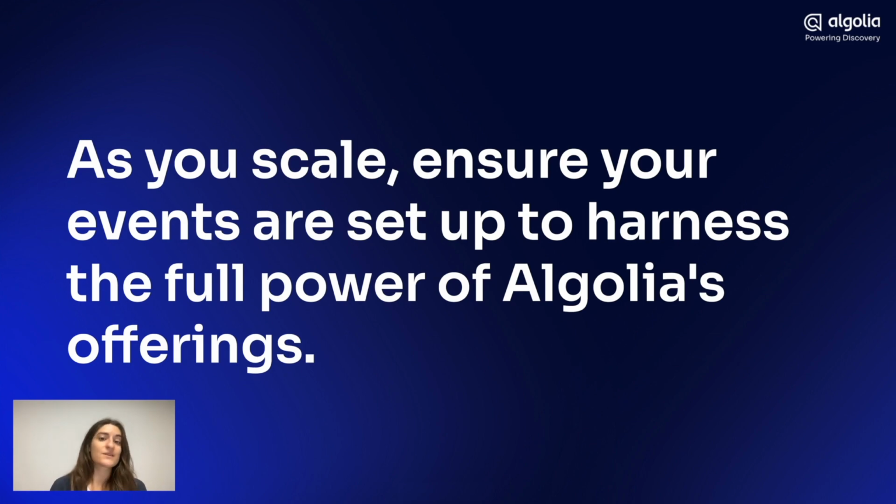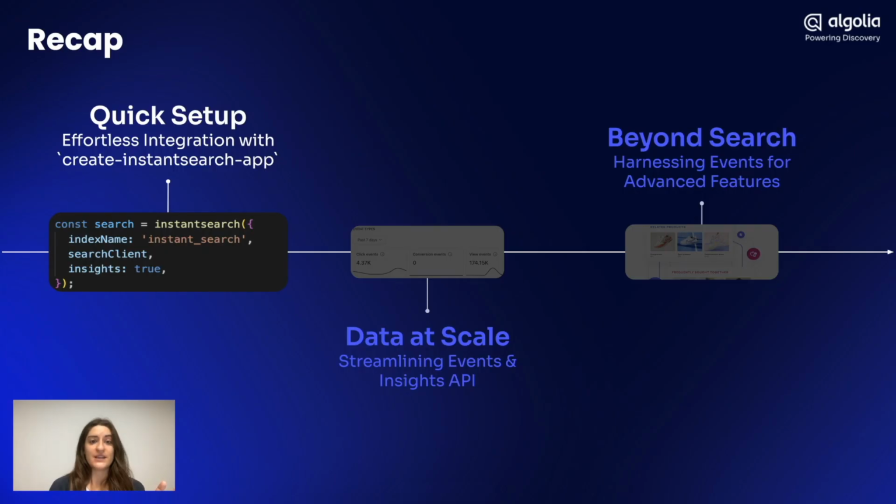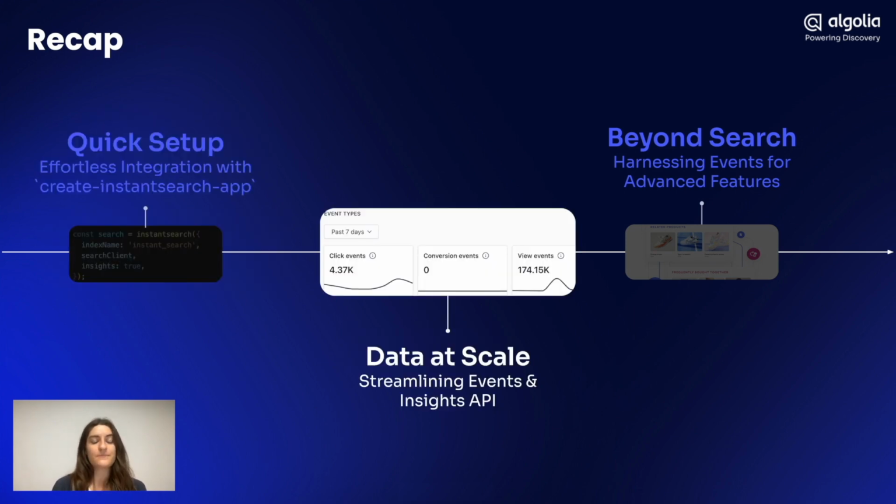To finish us off, let's quickly revisit the key takeaways from our journey today. We began with the power of instant search and autocomplete. Together, they transform the search experience, ensuring users are not just searching, but discovering. And the best part? Using Create Instant Search App, you can get a live app working in just under 5 minutes, making it accessible and efficient. Next, we delved into the world of events. By streamlining the enablement process, we've made it even easier to capture, validate, and utilize user interactions.